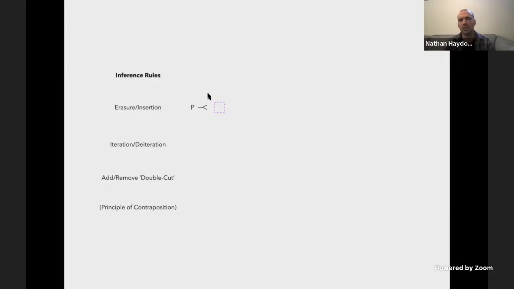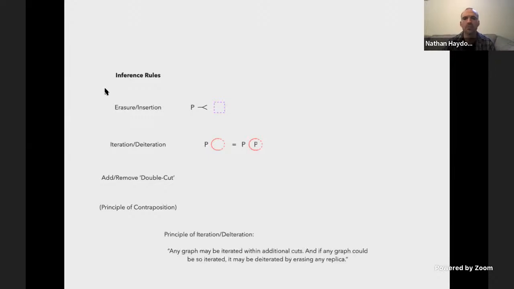So the first rule here is that erasure rule that I hinted at. This is kind of meant as an implication. This is Peirce's kind of peculiar, and it's not peculiar, it's just idiosyncratic, his symbol for that. Iteration is that, well, I'll give it to you in Peirce's words here. Any graph may be iterated within additional cuts, and any graph so iterated may be de-iterated by erasing the inner replica. Okay, so we can iterate the P inwards into a cut, and if there's a P in the outer region, we can de-iterate it to go back in the other direction.